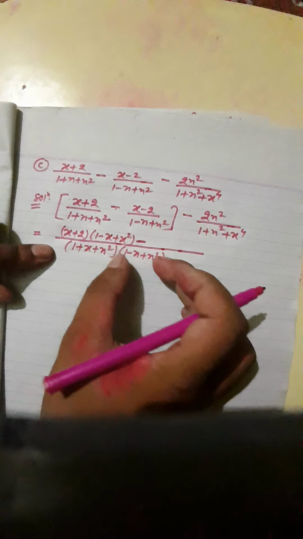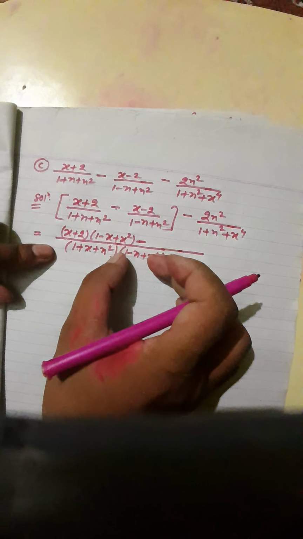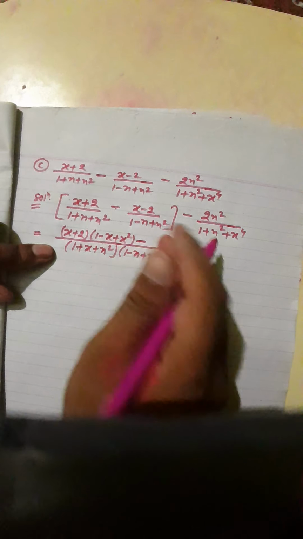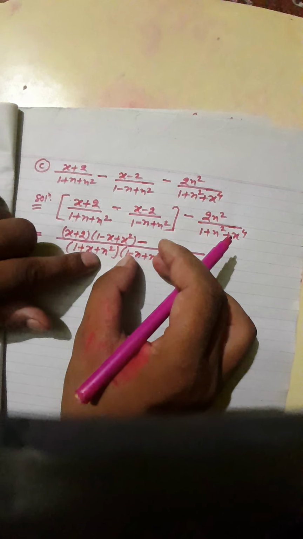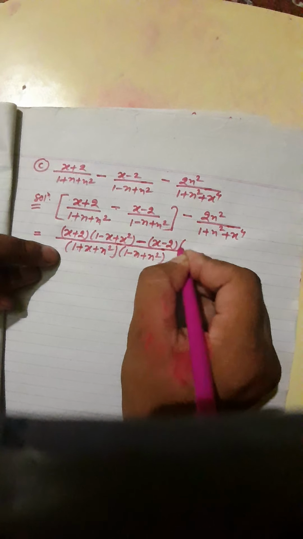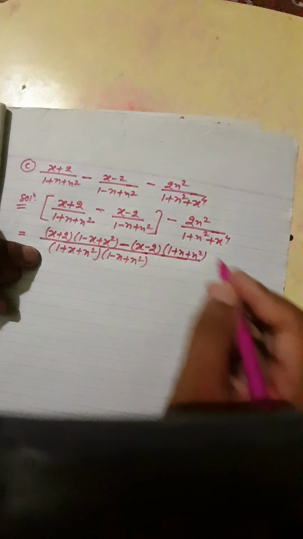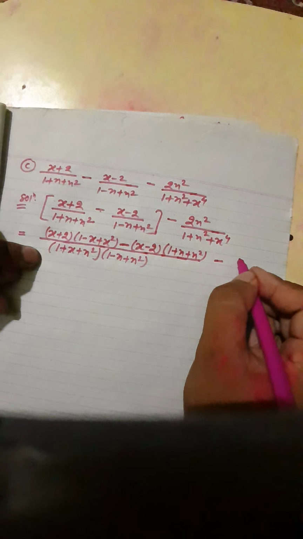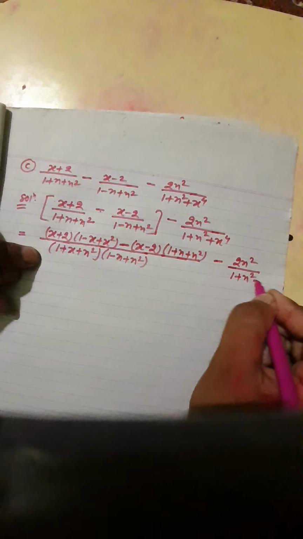This denominator is equal to this LCM, 1 − x + x², so this is cancelled. What is remaining here? 1 + x² is remaining, so this remaining factor multiplies with x − 2. We can write (x − 2) multiplied by (1 + x²). The last remaining expression, 2x²/(1 + x² + x⁴), we put as it is.